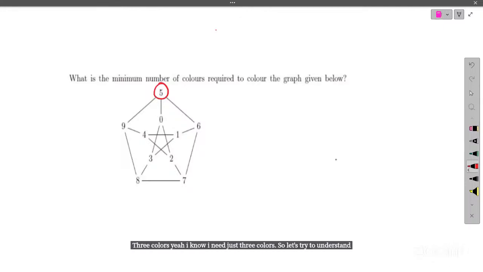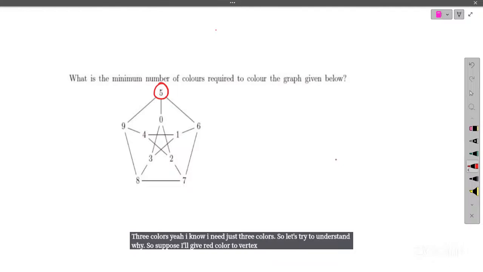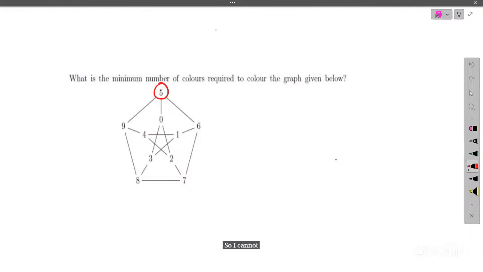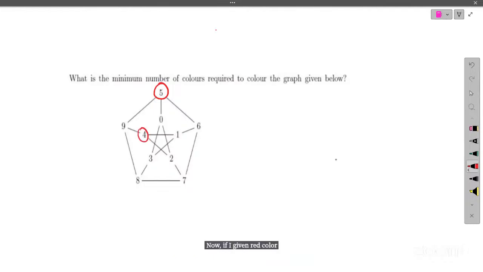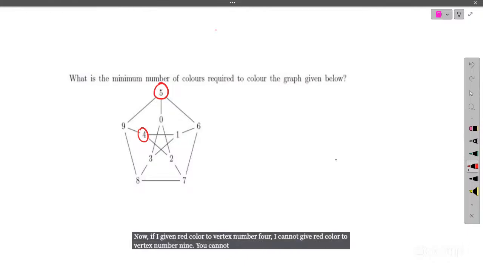Suppose I give red color to vertex number 5. Now there are three vertices which are adjacent to, or connected via a single edge from, vertex number 5, and those are 9, 0 and 6. So I cannot give red color to 9, 0 and 6, but I can give red color to vertex number 4. Now if I give red color to vertex number 4, I cannot give red color to vertex number 9, vertex number 1, or vertex number 2, but I can give red color to vertex number 3.